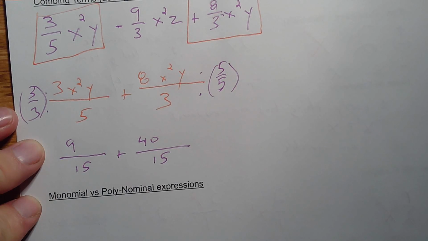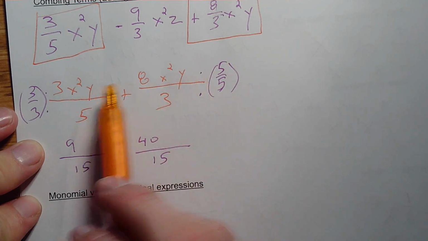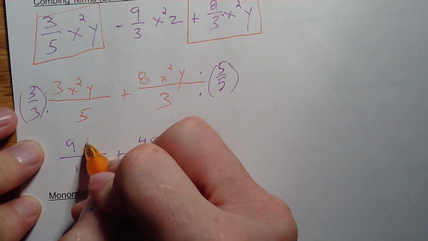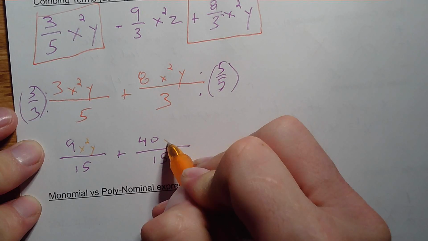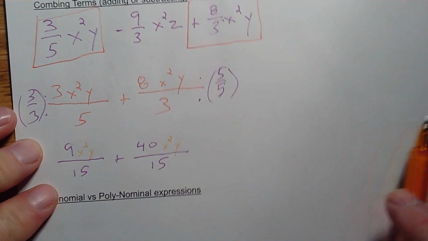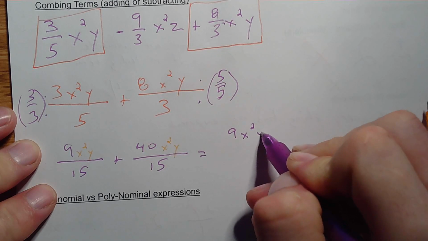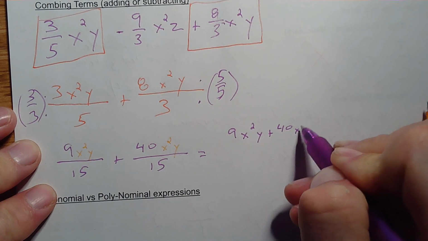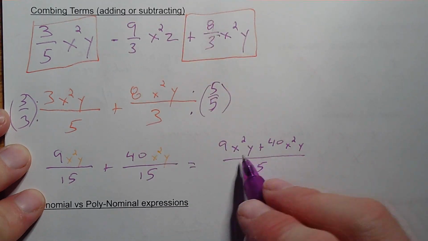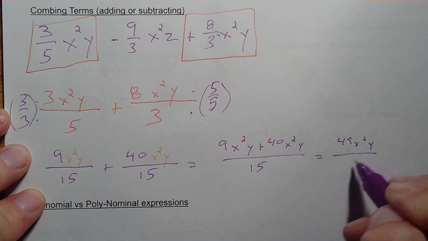Okay, and these 3's don't affect the x or y's at all. And 5 doesn't affect the x or y's at all. Right, so I'm just going to carry forth the x squared y. Okay, now I can combine this into 1. Right, this is going to be equal to 9x squared y plus 40x squared y over 15. I can add these together because they're common, equals 49x squared y over 15.